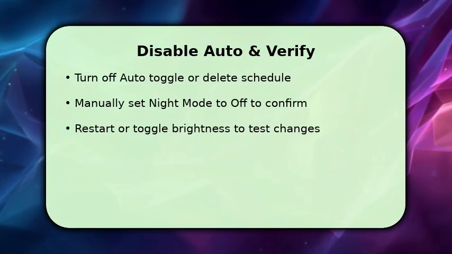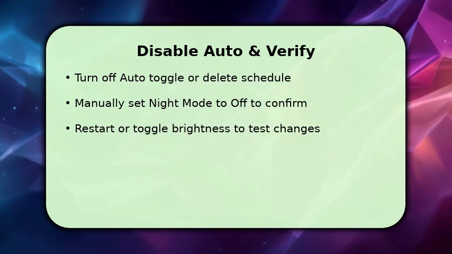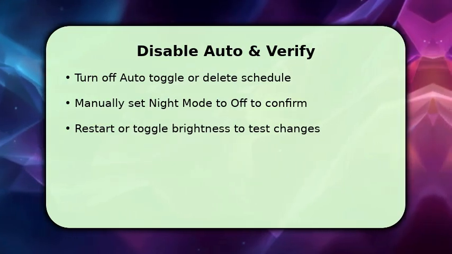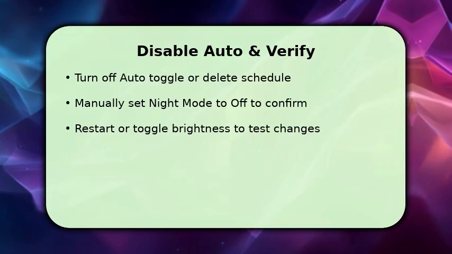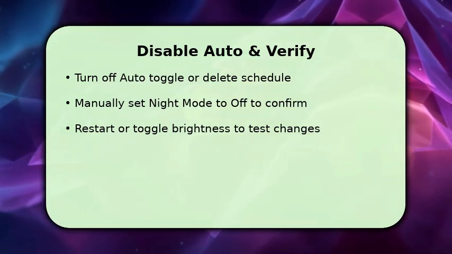Turn the auto toggle off or remove any schedule so night mode won't enable by itself. Then explicitly set night mode to off to lock that state. Once done, back out to the home screen and adjust brightness or restart the phone to ensure auto activation stopped.